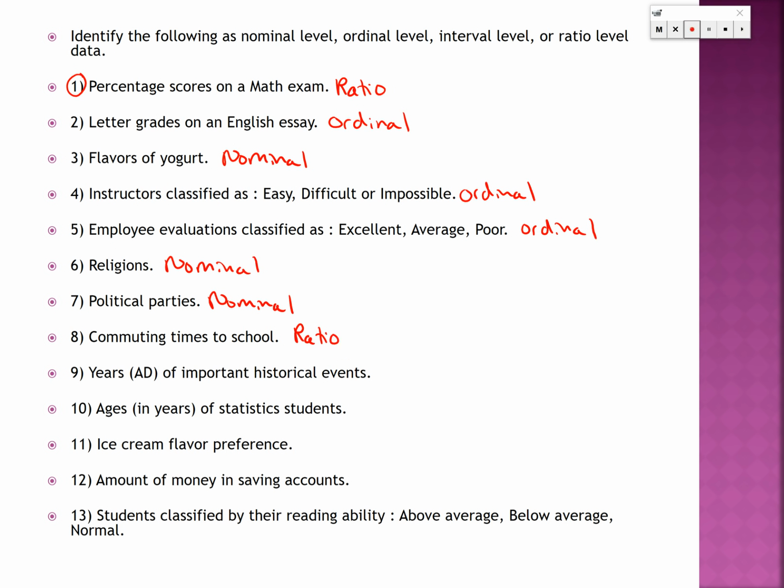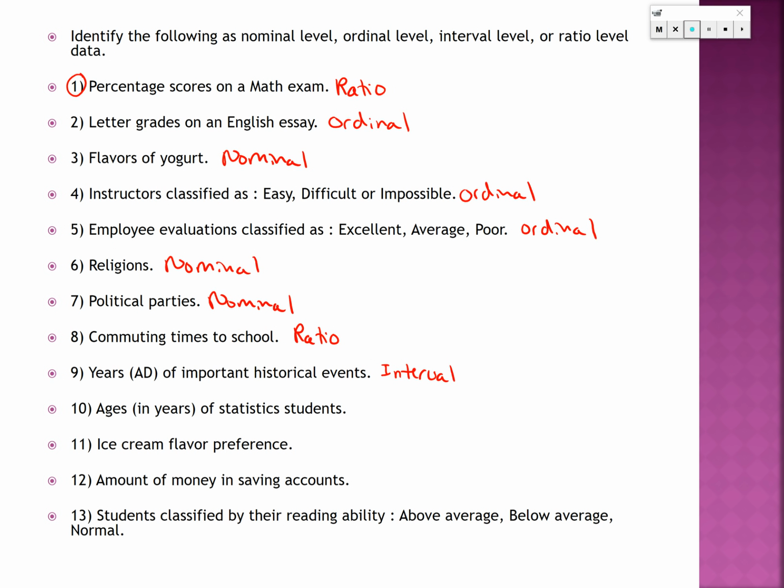Number 9, the years AD of important historical events. If you're looking at AD, there is no year 0. So we don't have that 0 means 0. So this would be considered interval. There is no meaningful 0.